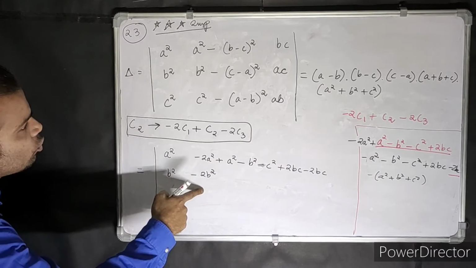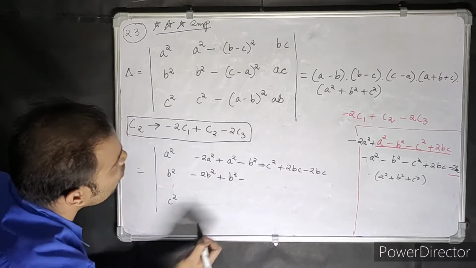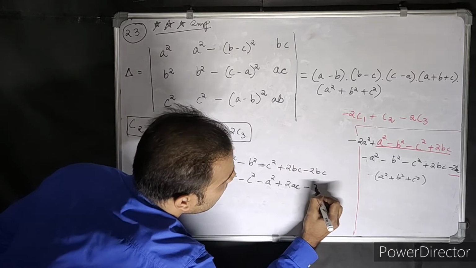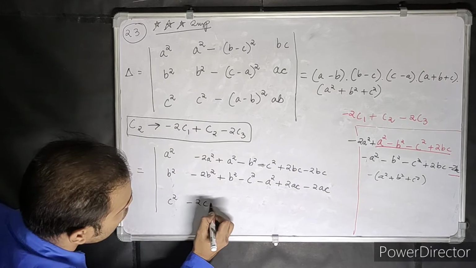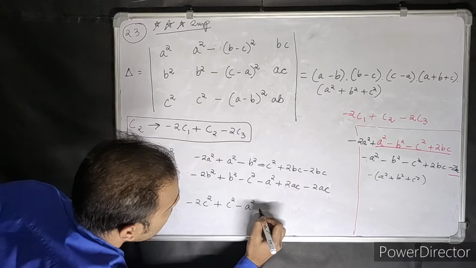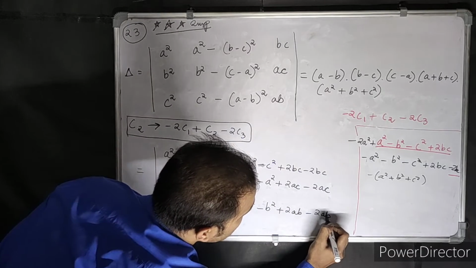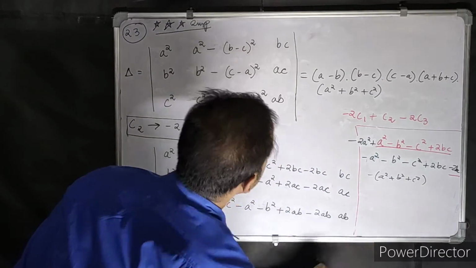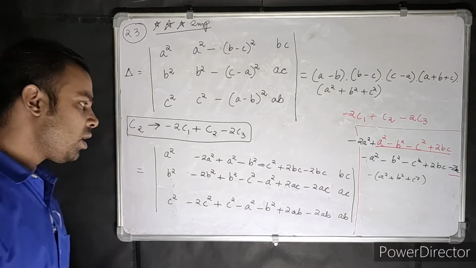B square, so that is 2 into column 1 plus column 2, add the whole column 2. Column 2 starts with b square minus c square minus a square plus 2ac minus 2ac. Okay, that is your column 2. Column 3 again, 2 into column 1 plus c square, starting with c square minus a square minus b square plus 2ab minus 2ab, and column 3 is just copied. BC, AC and AB. BC, AC, AB. That's your first thing that you are done with.